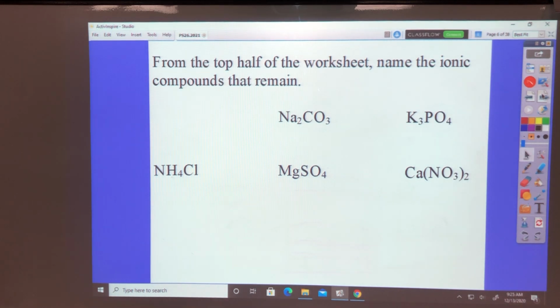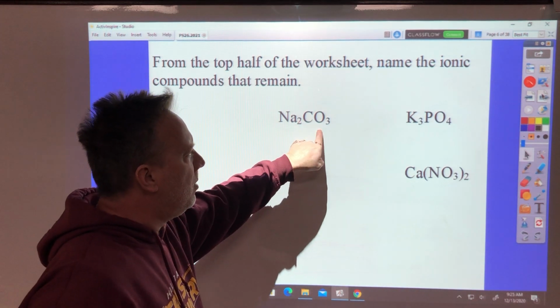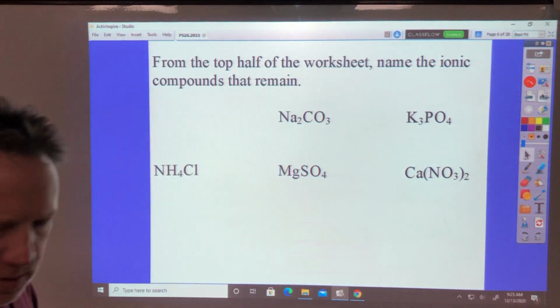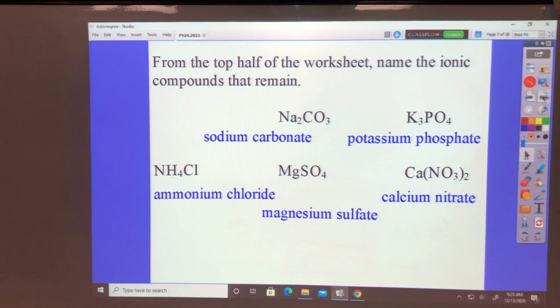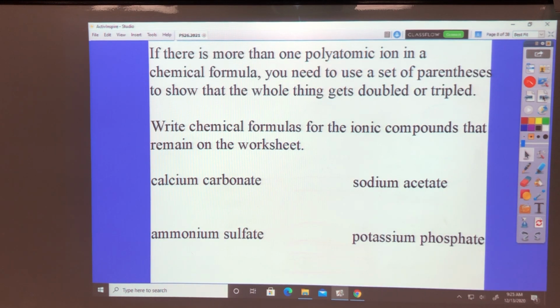Okay, so the name of this one is sodium carbonate. I think I did the naming once. Yeah, now we got to write the chemical formulas.